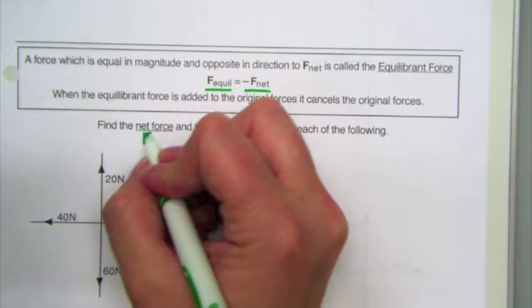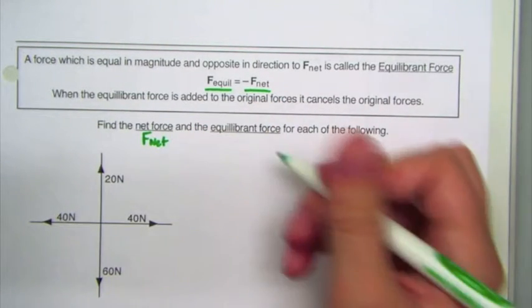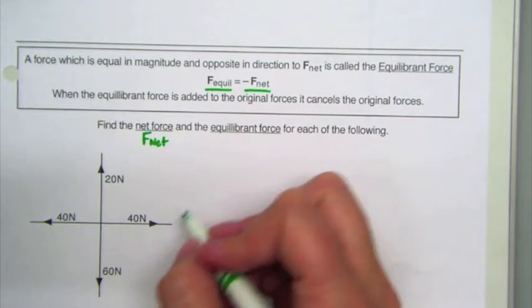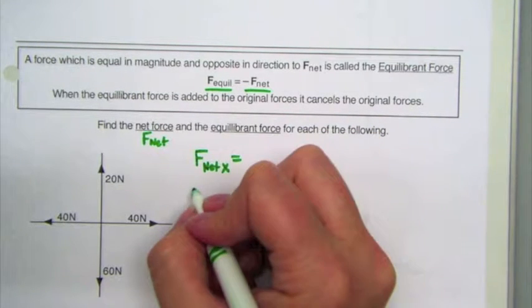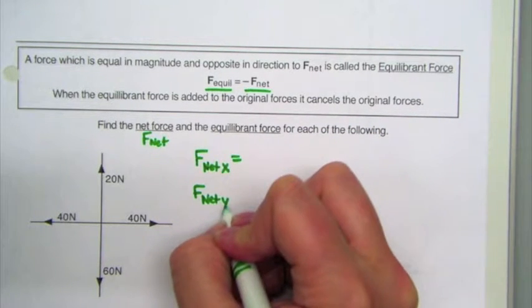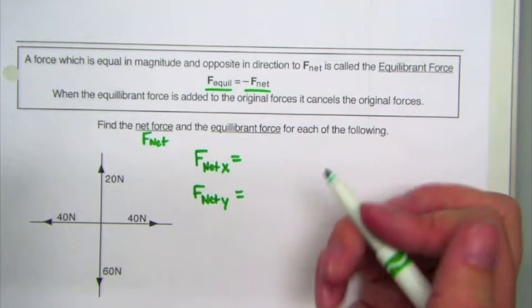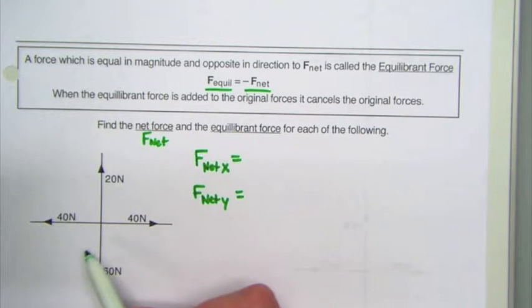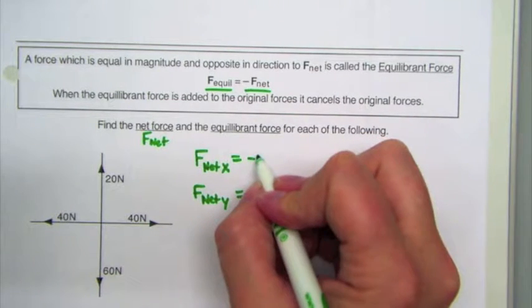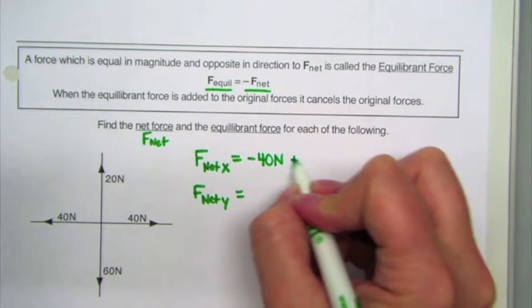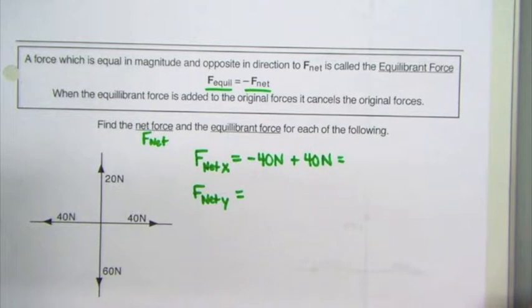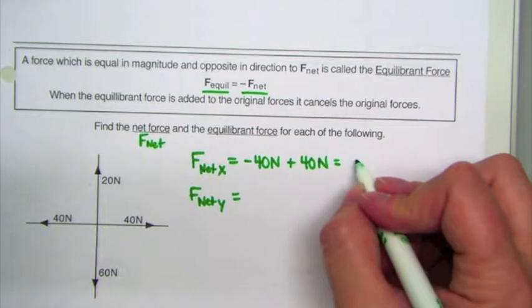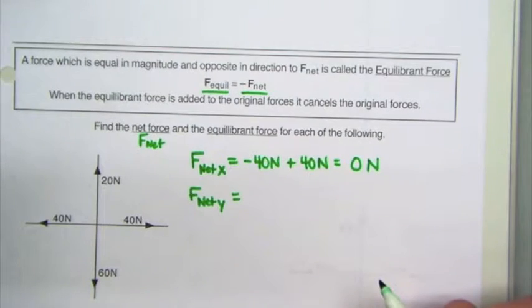So when we're finding our F net, our net force, we're talking about a vector sum. So what I like to do is find the net force in the x direction first, then the net force in the y direction. So if you look at this picture, the x direction is your left and right. So I have negative 40 and a positive 40. All right, vector sum means we're taking into account direction. In this case, they cancel each other out. Since it's 0, you don't have a direction for it.